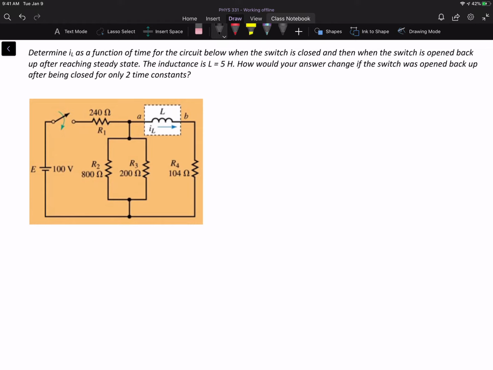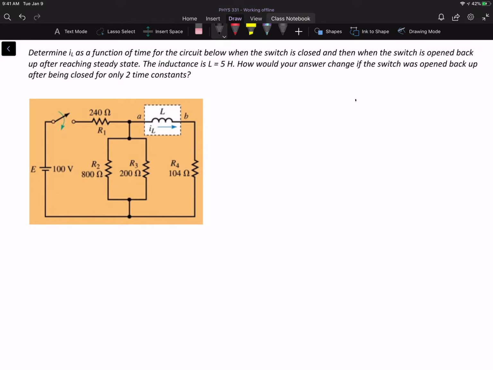In this example, we're going to determine the current through the inductor as a function of time when the circuit is closed, and then also again when the switch is opened back up again after reaching steady state. So in this particular problem, the inductor is not just in series with a resistor and a voltage supply, so we need to determine the Thevenin equivalent circuit across AB.